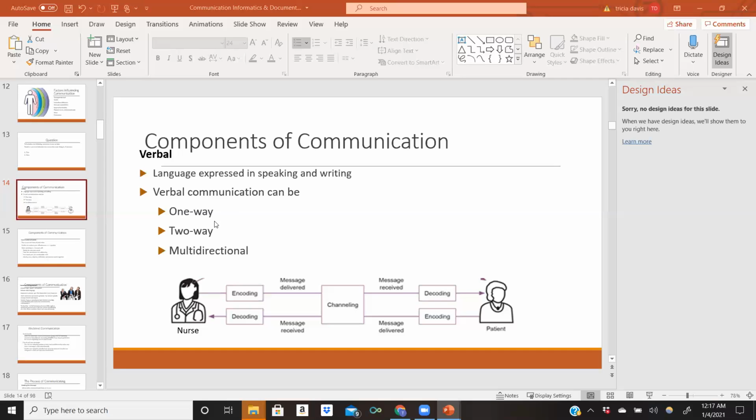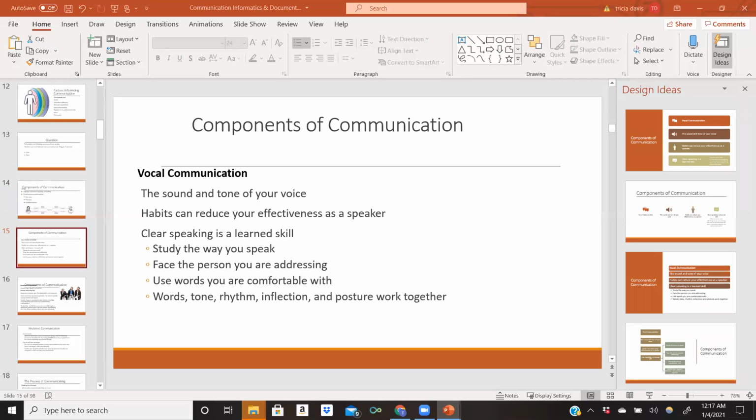So verbal communication can be one way. You could just be giving information over the phone to someone. Someone may call and say, I'm calling to give you results on Mrs. Jones' labs today, and you just take the lab results. And then maybe it's a two-way conversation where you're going to give some information and they're going to give information, and then it can also be multi-directional.